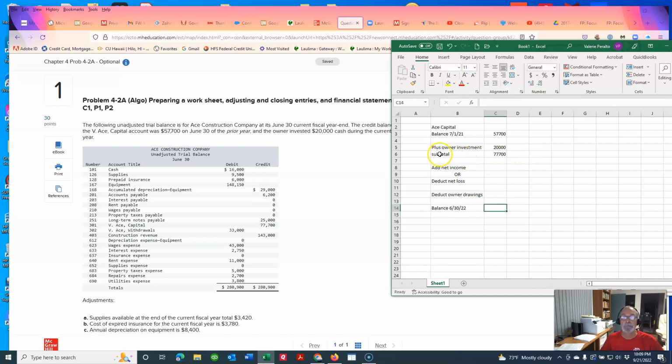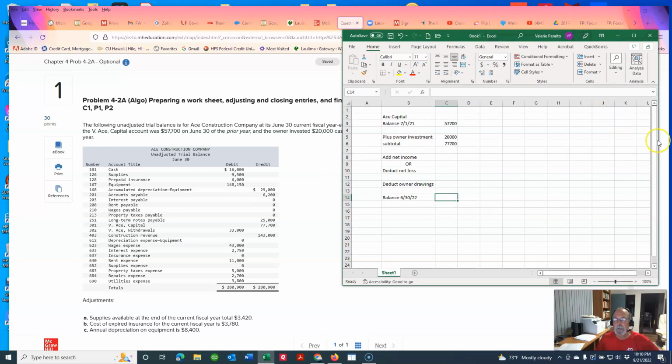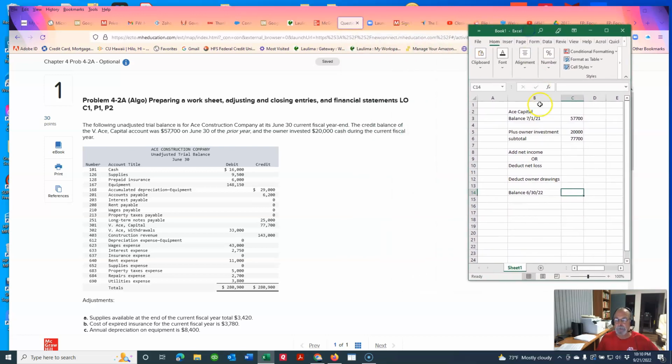Okay. A subtotal is not required, but I'm just putting it in there to show that we have added owner investment to the beginning balance to get a subtotal of 77.7. Okay, so that's a little bit more work than that problem is asking for, but again, I just want to try and provide you with information that I think you might find helpful as you work through this problem and other problems moving forward.